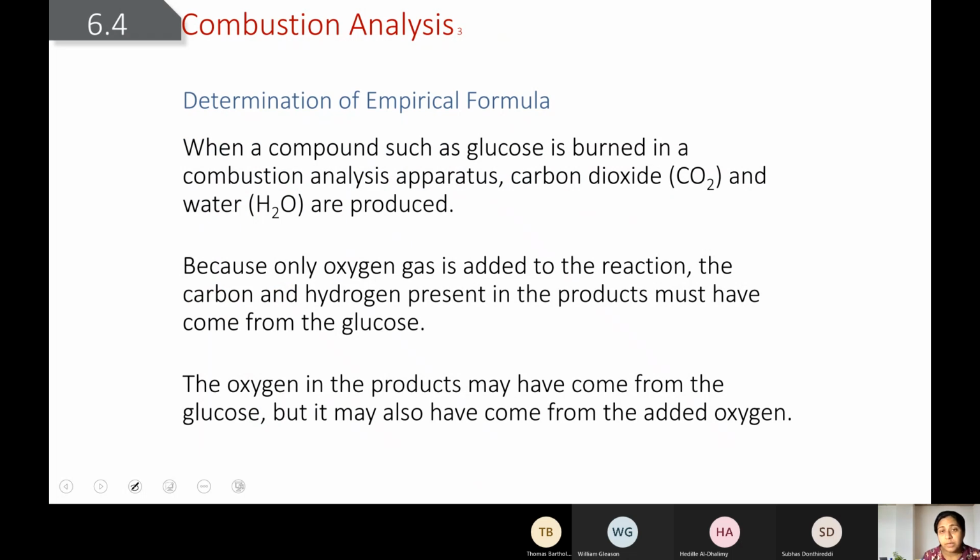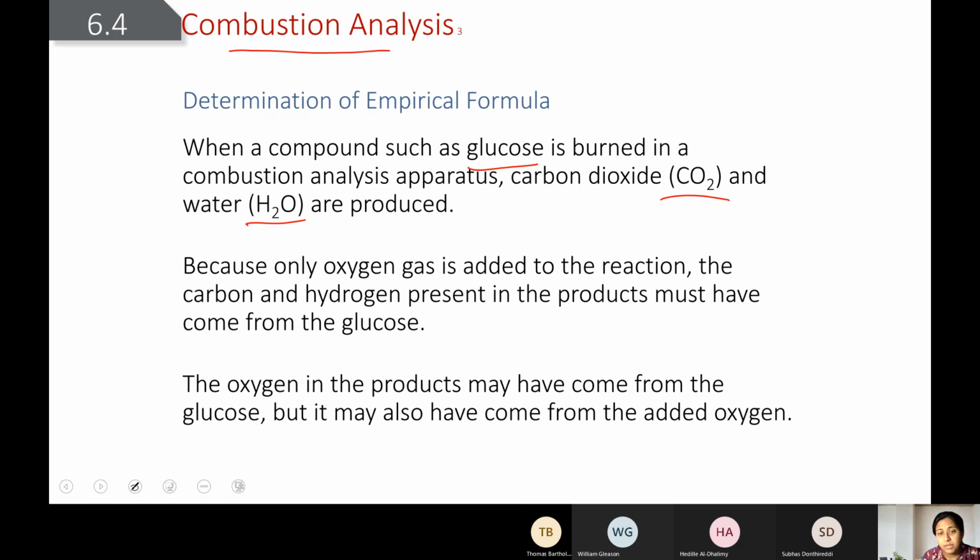of this organic compound, glucose, is found. You all have heard of and used these. So the empirical formula of glucose was found by the combustion analysis. Let's read the question. When a compound such as glucose is burned in a combustion analysis apparatus, carbon dioxide and water are produced.